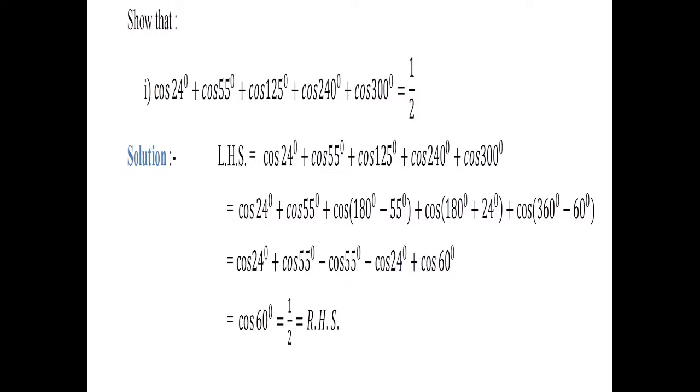Consider LHS: cos 24 degree as it is plus cos 55 as it is. Now cos 125 can be written as cos of 180 minus 55 degree, that is 180 minus theta. Then plus cos 180 plus 24.